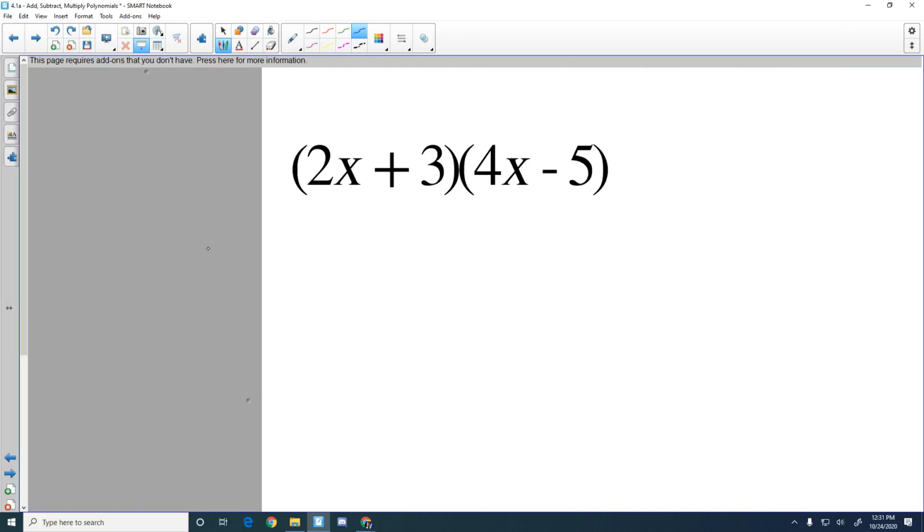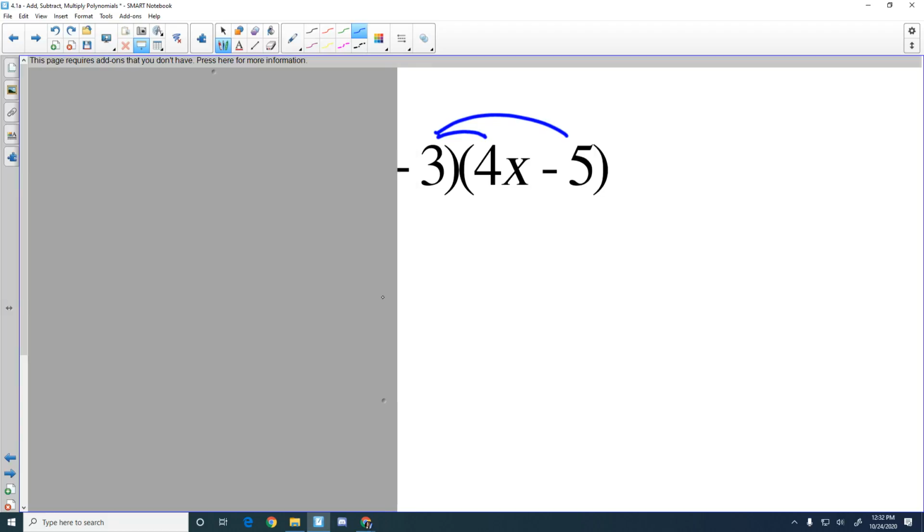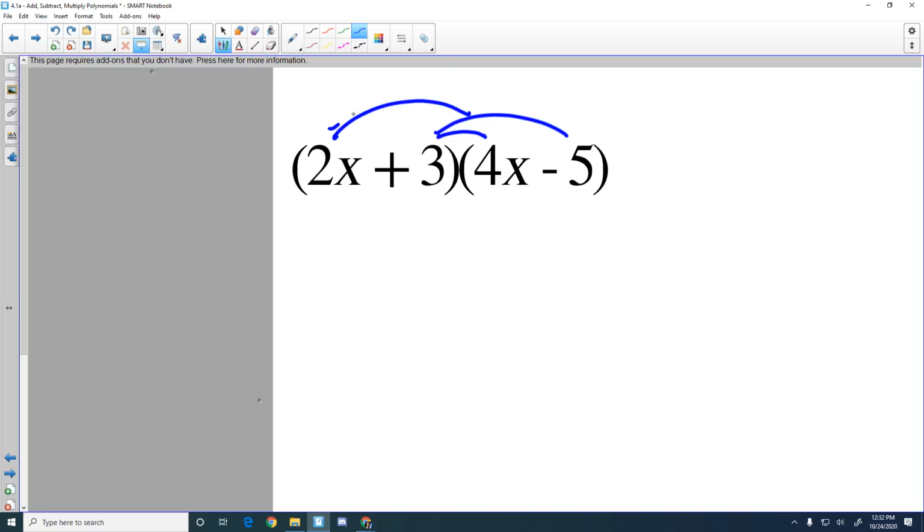So I've got these 2 binomials, but for now, what if I just covered up part of that first binomial? What if it was just this 3 times 4x minus 5? If I give you this problem and said, hey, multiply this together, you would know to distribute that 3 to each of those terms, right? Of course you would. But now the only difference is instead of just 1 term in front, there's 2 terms in front, right? There's this 2x as well. So I'm going to distribute the 2x times each of those terms also.